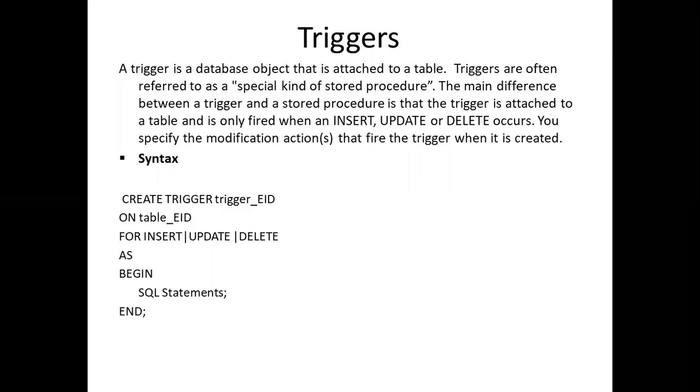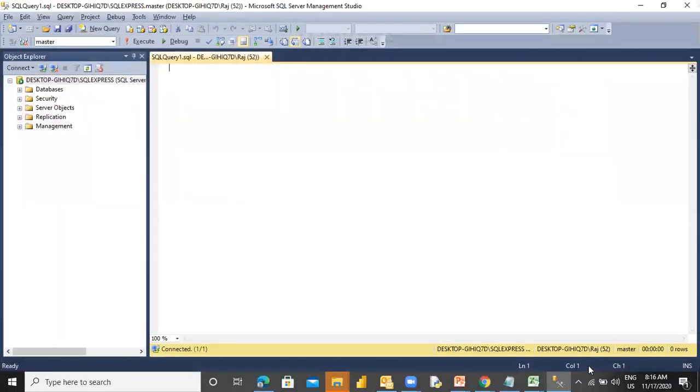Okay, so creation of a trigger is very simple. Create trigger, the trigger name, on the table name to which we want to associate it, for the event on which we want to fire the trigger, that is insert, update or delete, as begin and then the statements, whatever you want. Now, to understand it, let's take an example.